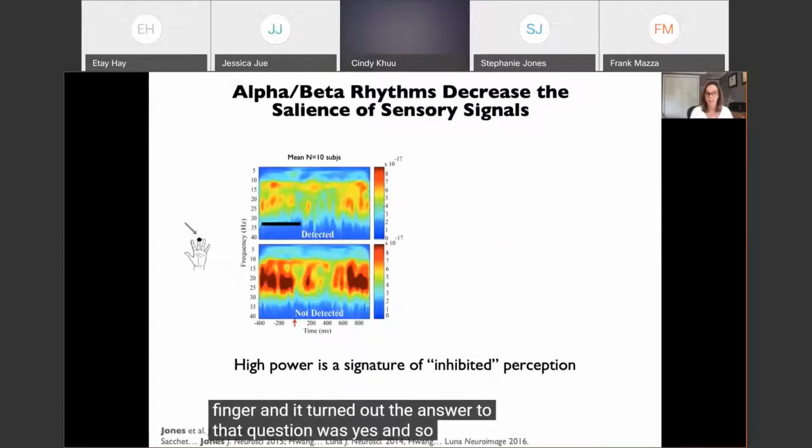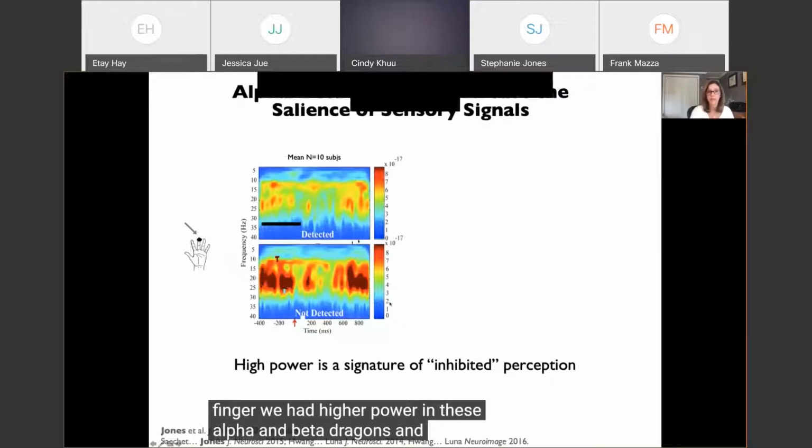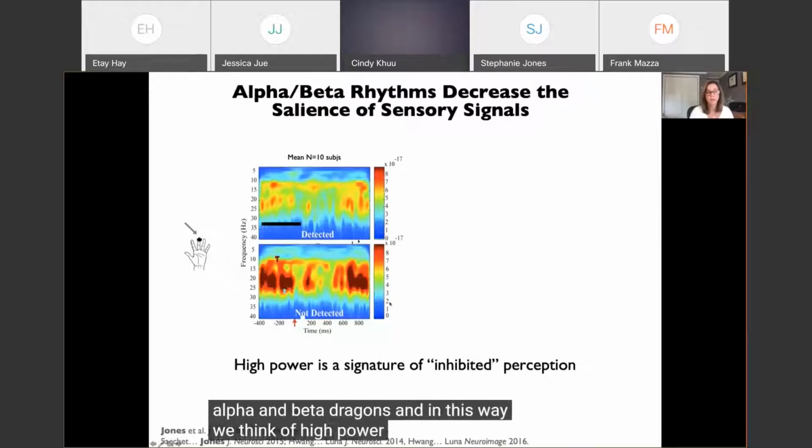And so here I'm showing you that frequency versus time representation sorted over trials where the subject felt the tap to the finger and trials where they reported they didn't feel the tap to the finger. You can see very clearly that on trials where they didn't feel the tap to the finger, we had higher power in these alpha and beta bands. And in this way, we think of high power as a signature of inhibited perception.